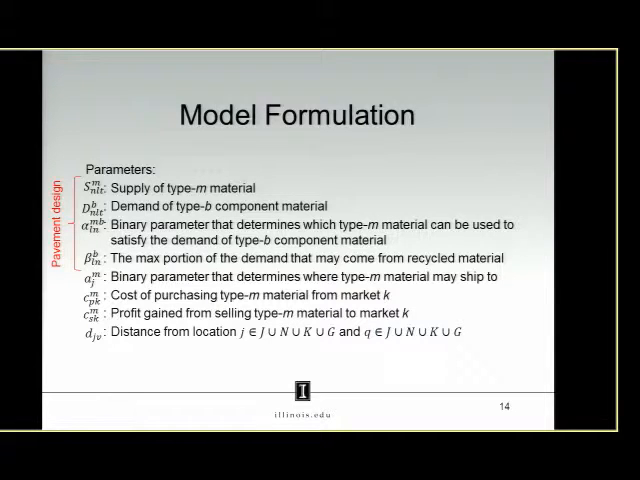Based on the pavement design, we have supply and demand at every location. The other interesting thing from the pavement design is we have the max portion of demand that can be satisfied from recycled sources. So we limit how much recycled material that we can use in any particular location. We have more parameters on market information, such as how much does it cost to purchase material from the market and how much you can sell it to the market. And finally, we need to know the distance from every location to every other location. We're going to be transporting this material throughout the network, so knowing the distances is very important.